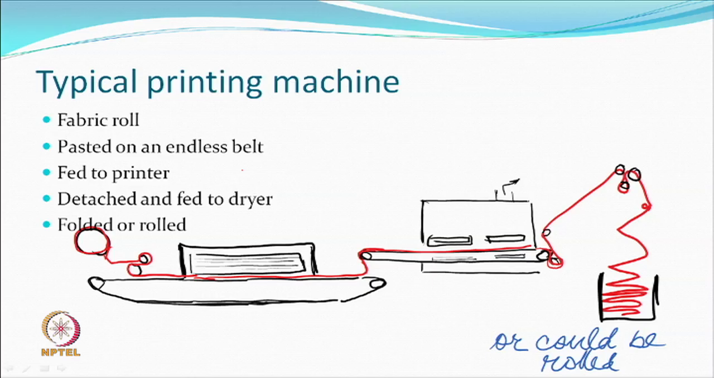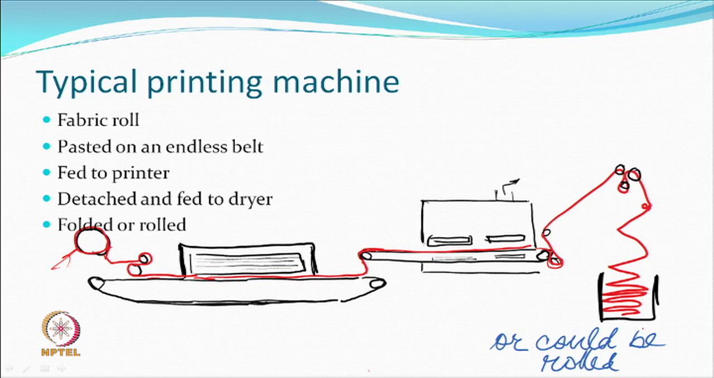So, a typical fabric printing machine may look similar to what we have seen earlier. You have a fabric roll, then you have an endless belt, where after some controls, stretching and pushing, you apply, fix it here, it moves under the print head, gets printed, and then you take it on top, dry. So, this is the dryer, and then you can fold or roll.